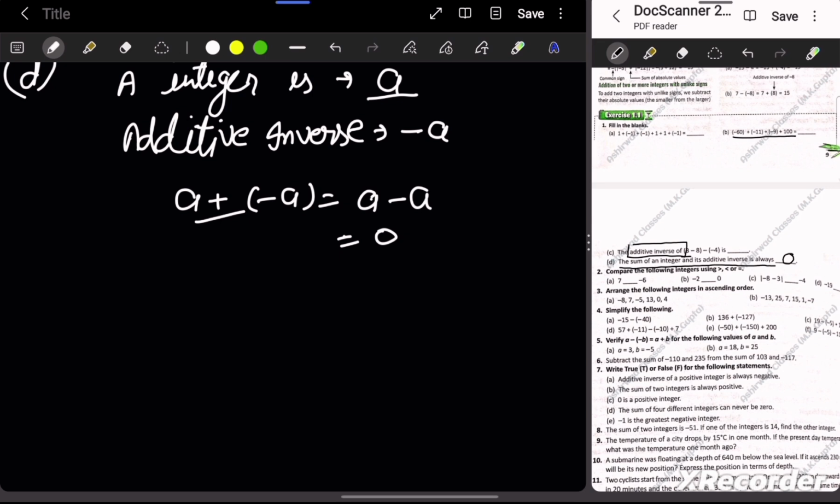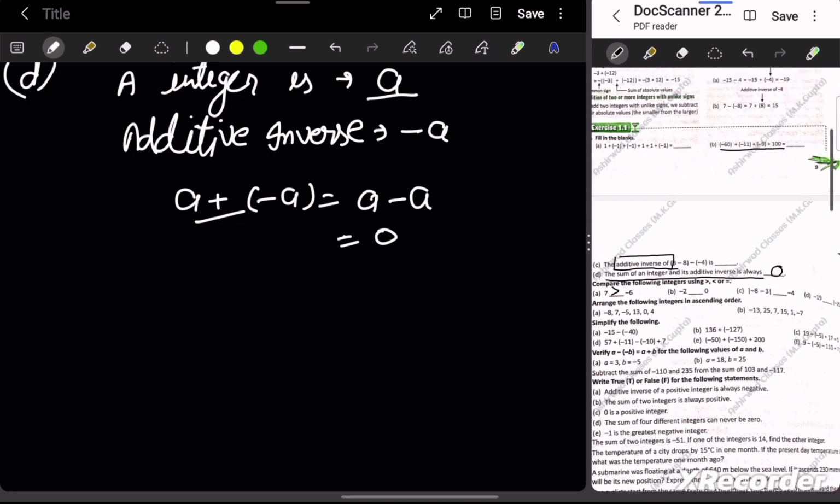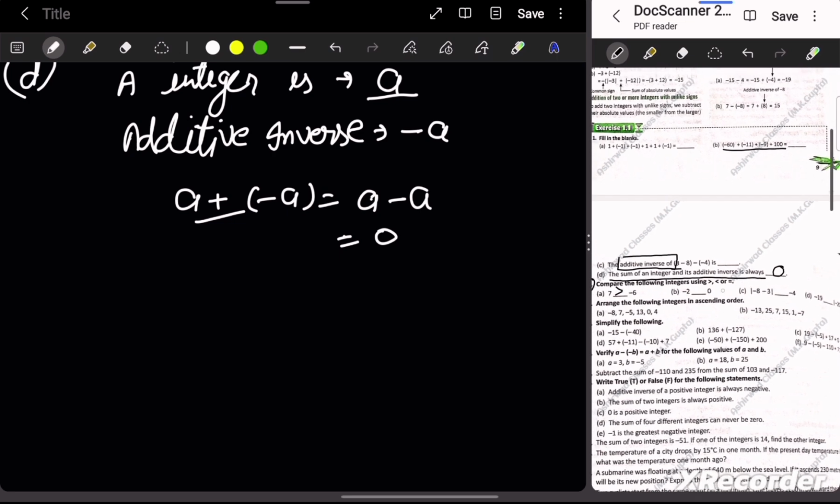Next, question number 2. Compare the following integers using greater than, less than or equal. Now 7 and -6. 7 is a positive integer and 6 is a negative integer, so 7 is greater than -6. Next, -2 and 0.